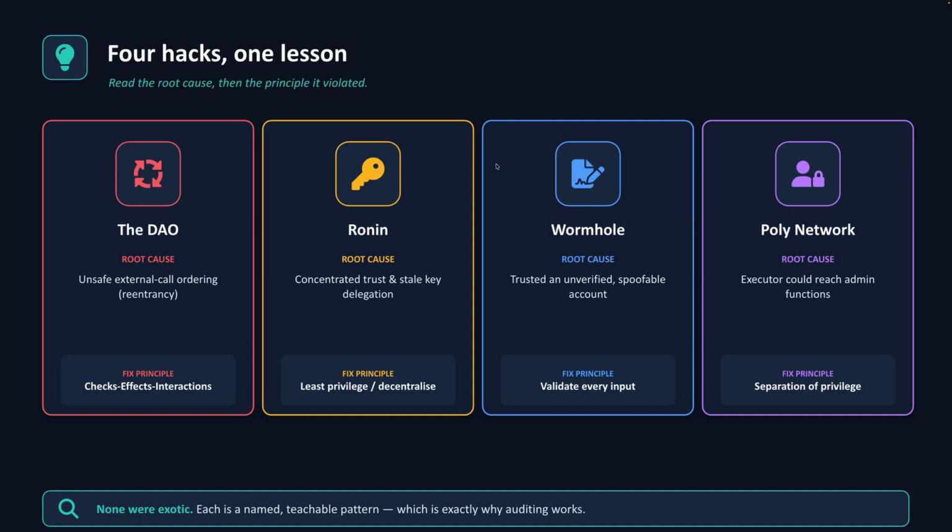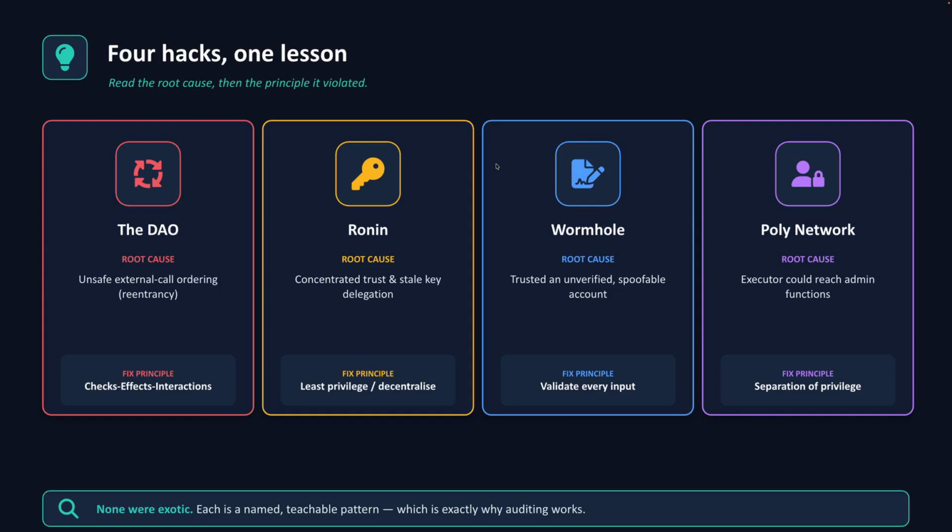Out of these 4 hacks, we learn one simple lesson. Read the root cause, then the principle it violated. In case of DAO, the root cause was unsafe external call ordering that led to re-entrancy. What is the fix for the DAO or the re-entrancy hack? It is the check-effects-interaction pattern. In case of Ronin Bridge, the root cause was concentrated trust and stale key delegation. What is the fixed principle? Least privilege and decentralize the validators as much as possible.